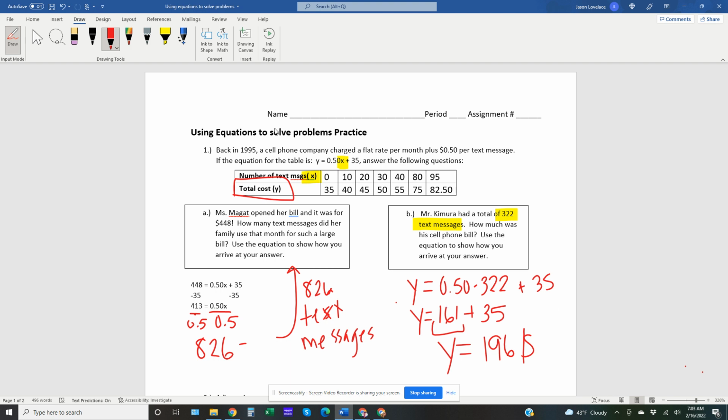I will try and record a second video really quick of problem number 2, but here's problem number 1 on the worksheet that you're working on today.